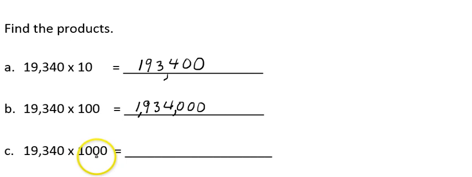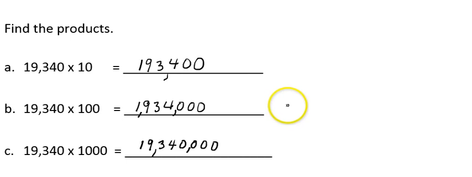And in the third problem, again, I'm starting with the same number, thinking about my place value chart. When I multiply by 1,000, each digit moves 3 places to the left. Which gives me a final answer of 19,340,000.